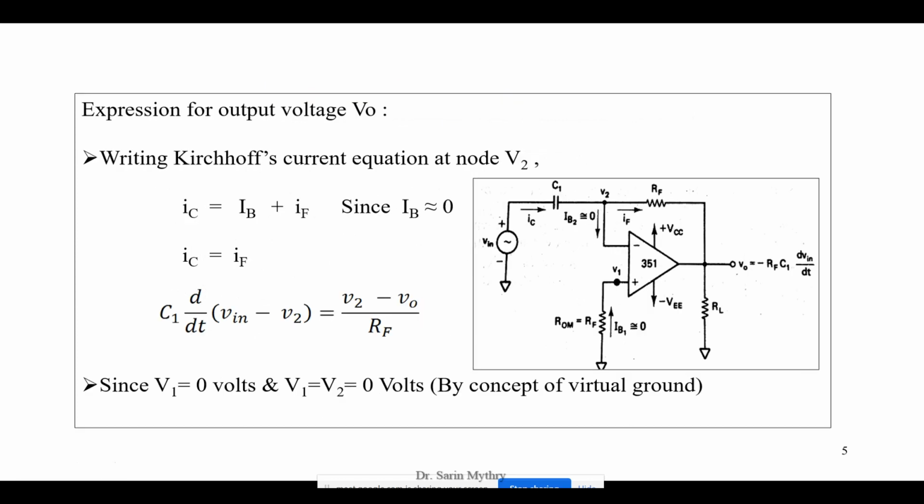You can see it. Now, the expression for the output voltage V out. How to find it? Apply the Kirchhoff current law at this node V2. You will get IC equal to IB plus IF. Since IB equals 0 as per the high input impedance of the op amp, this formula is converted into IC equal to IF.